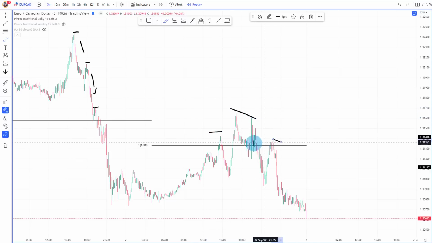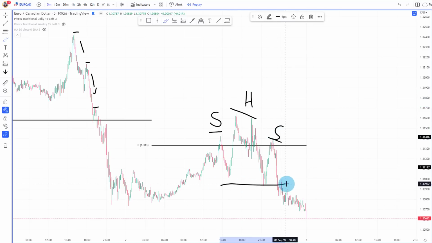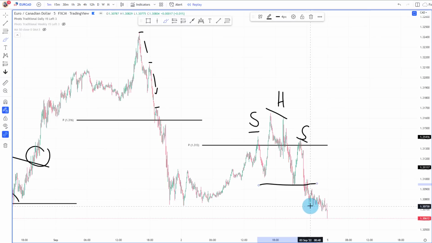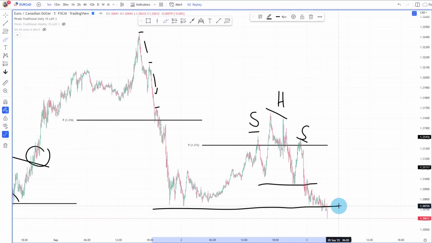It seems like the market did try to get above it, but was rejected. And now it looks like a head and shoulders at the pivot. And you can see, but this has happened late Friday, so there was not a lot of time for the market to move. We are just back at the previous lows.